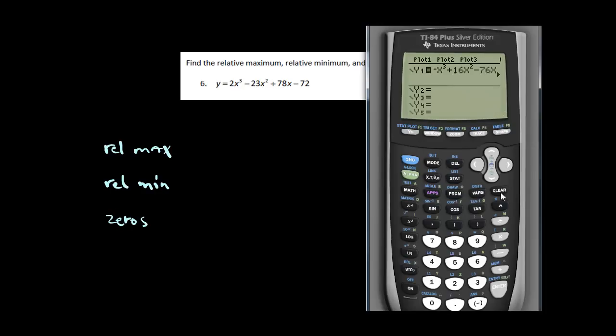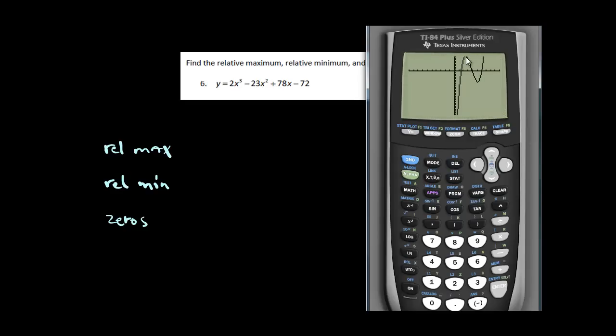This one, again, we're going to need the relative max, the relative min, and the zeros. So let's get the calculator out, clear this out. 2x to the third minus 23x squared plus 78x minus 72. Let's graph that.